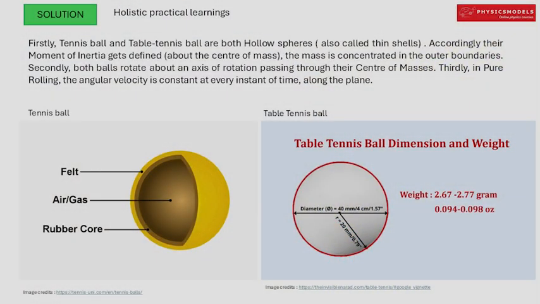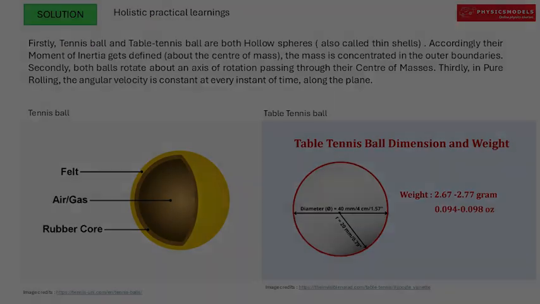Both the spheres are shown here in terms of their cross section. We can see that both are hollow. Therefore, we have to take the moment of inertia for hollow spheres and not for solid spheres.